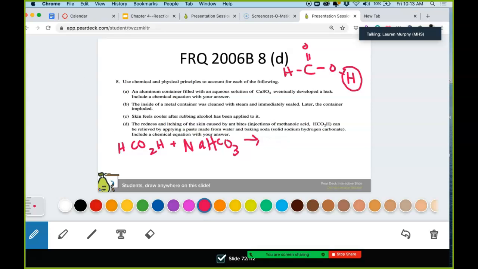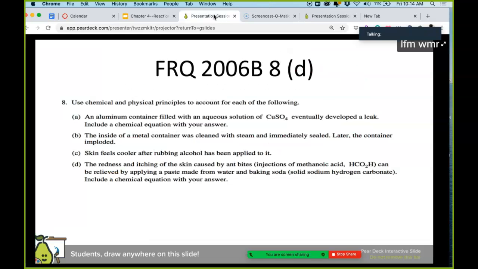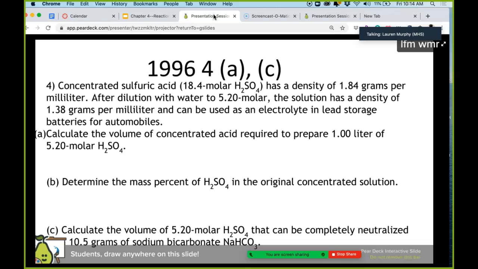Okay, so we're gonna get salt, NaHCO2, this part, because this is the acidic hydrogen, plus water, plus carbon dioxide. Okay, and then again, you would go on to explain that the reason that you'd find relief is that this is a base and the base neutralizes the acid, and so it would feel better. Questions about this FRQ? Okay, let's try another one.